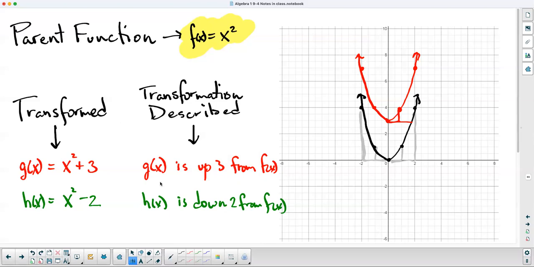And part of the reason I have these separated by description and the picture is because when we get to the test, there'll be questions just asking you what the changes were. Like you don't have to draw them. It'll just be asking you what the transformation is. And so you would just write it in words like this.